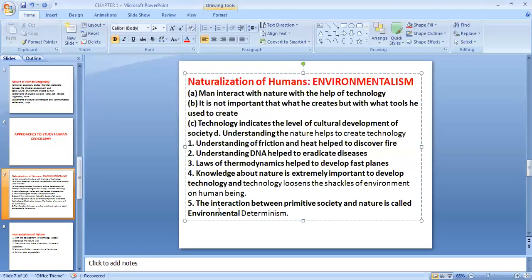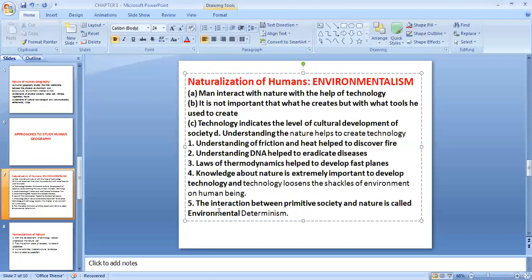He is the one who is known as the father of modern human geography, Friedrich Ratzel. Friedrich Ratzel is known as the father of environmentalism. He has given lots of points in support of environmentalism. So this approach, this school of study, environmentalism, is led by Friedrich Ratzel.